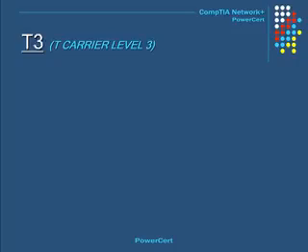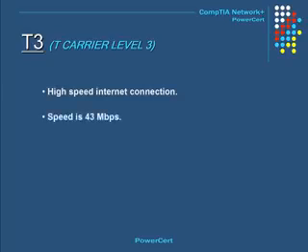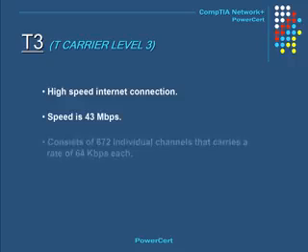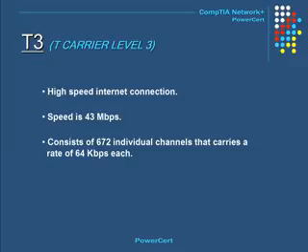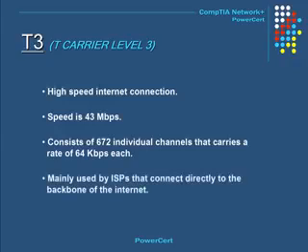A T3 line is a high-speed Internet connection that supports rates of 43 megabits per second. It consists of 672 individual channels, and each of these carries a rate of 64 kbps. T3 lines are mainly used by Internet service providers that connect directly to the backbone of the Internet.